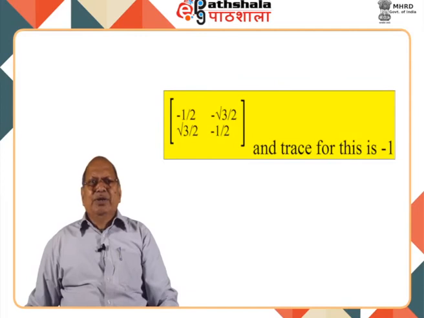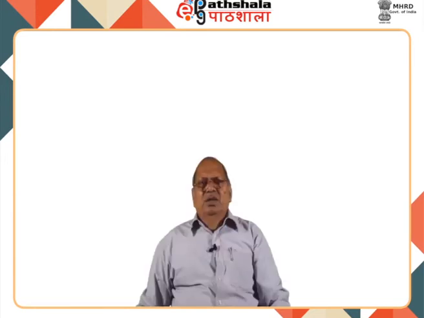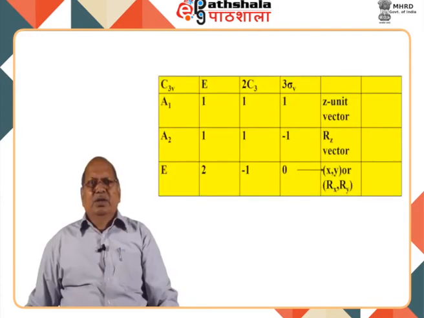Effect of C3 on xy unit vectors, the matrix is -1/2, -root 3/2, root 3/2, -1/2, and the trace for this is -1. Thus, for xy unit vectors, the effect of symmetry operations E, C3, sigma V gives the characters as +2, -1 and 0 respectively, and these characters correspond to the E irreducible representation. In the C3V point group, these are shown over here. E in the last column, with x, y or Rx, Ry, z as the vector.